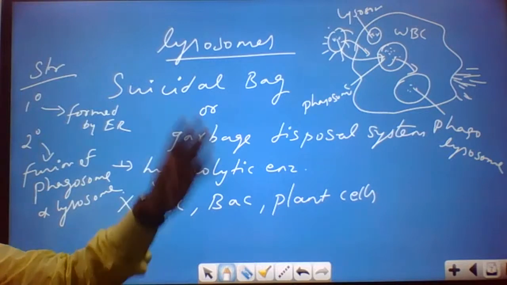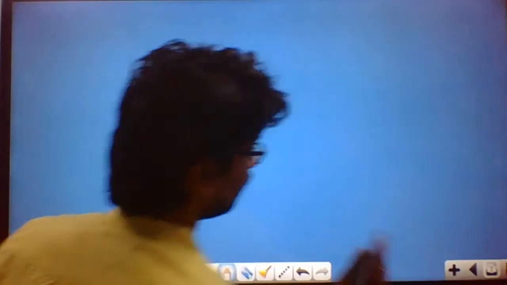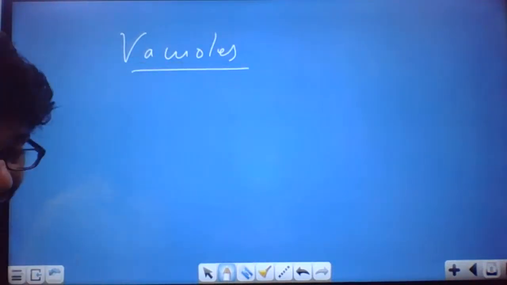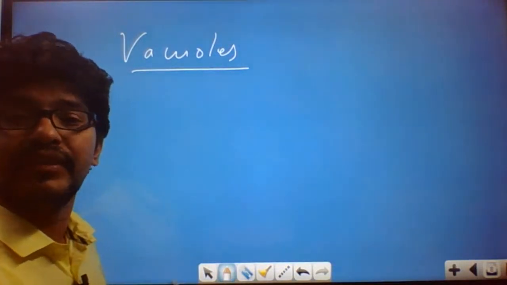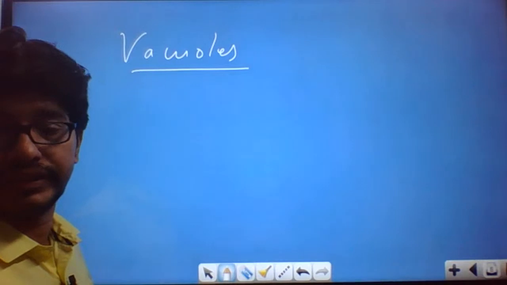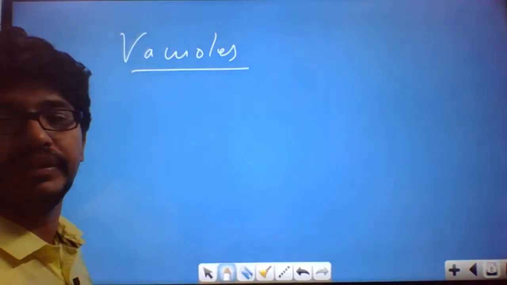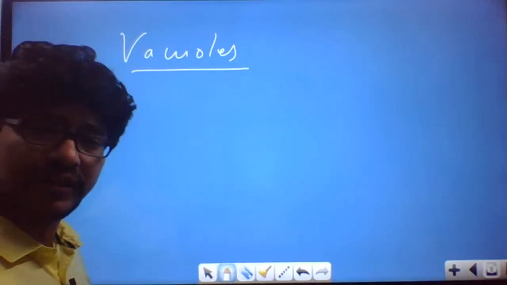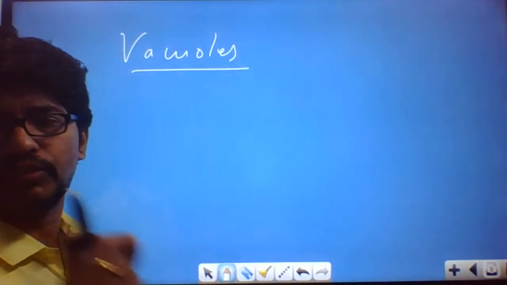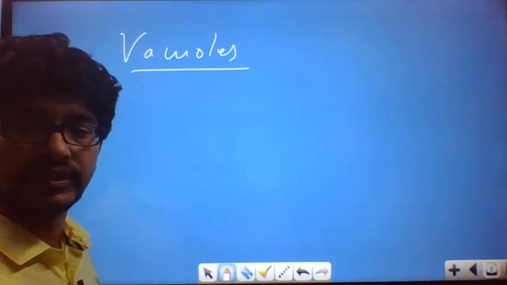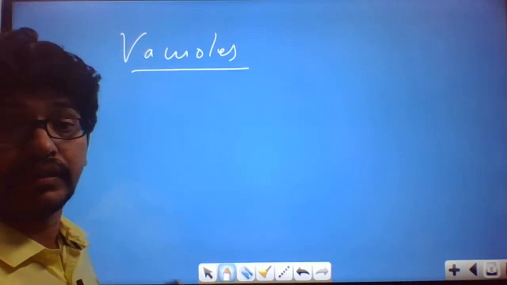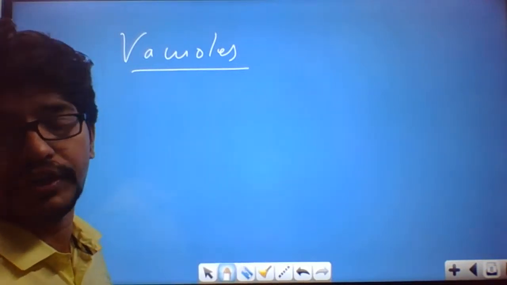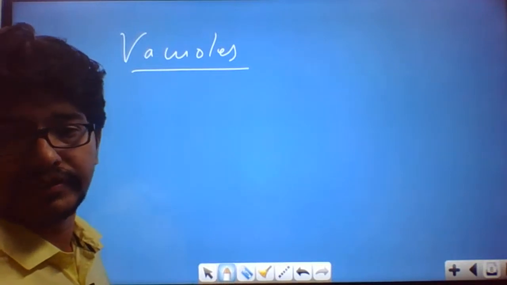Next we'll discuss, we're done with the lysosomes. We'll start with the vacuoles. The vacuoles are present in both plant and animal cells, but in the plant cell they are very prominent. The size of the vacuole is big, so it occupies the central region. In animal cells, most of the time the vacuoles are not present. If at all present, you can see very small vacuoles, but the prominent vacuoles may not be seen. But in plant cells, you could see the prominent vacuole which occupies the center. The majority of the cell itself is occupied by the vacuole in plant cells.